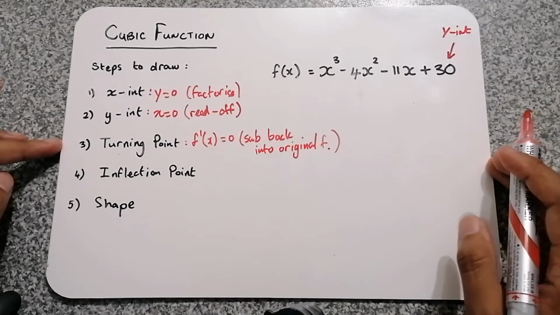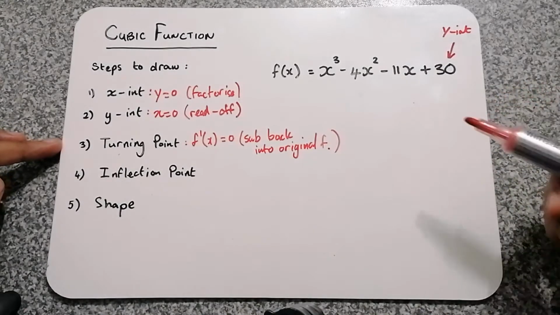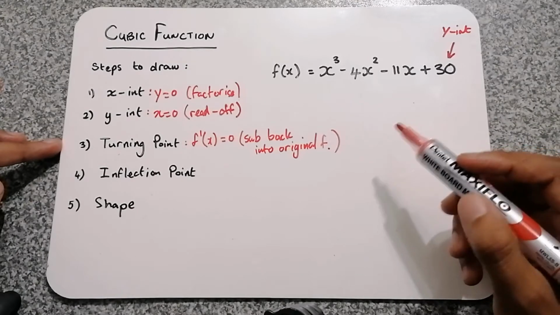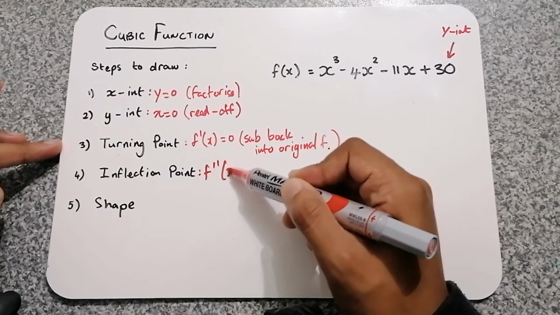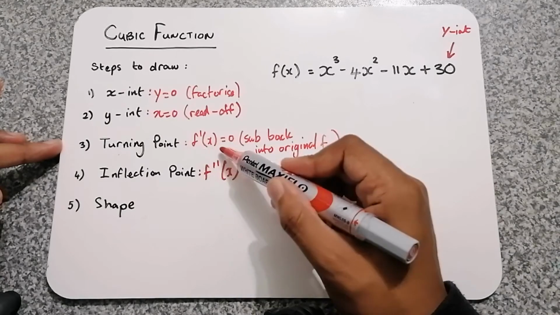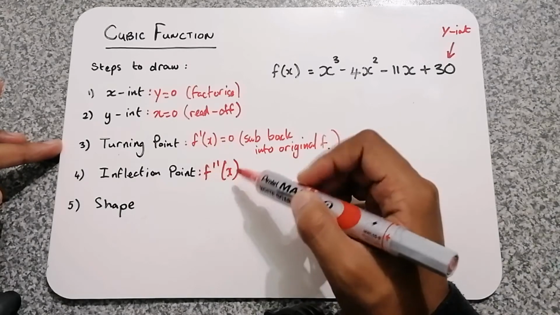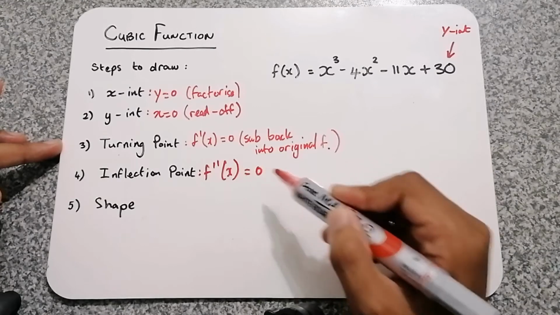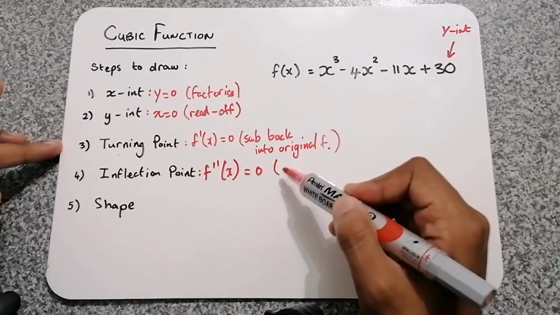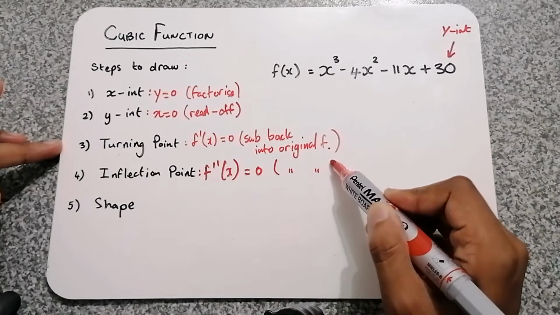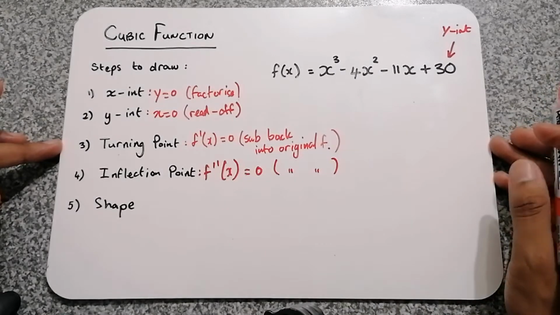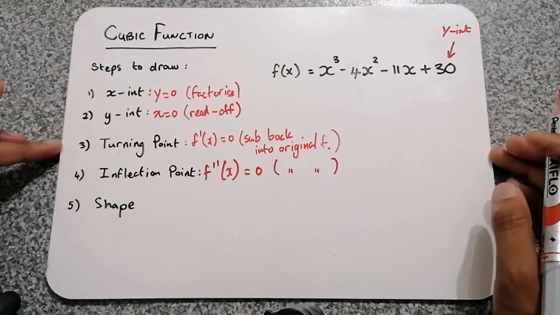Okay. Now for the inflection point, it's literally the exact same process, except we'll be taking the second derivative. So once you've worked out this first derivative, you need to derive that one more time and then make it equal to 0 and just substitute your x back into the original function to find your y coordinate.